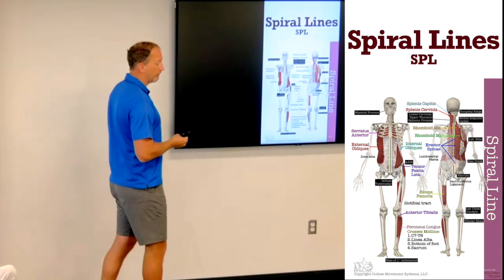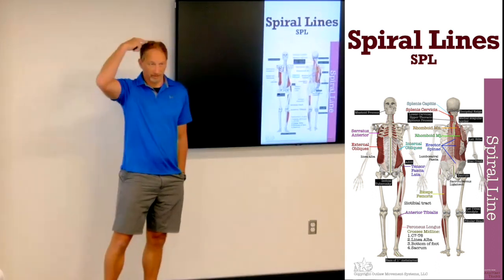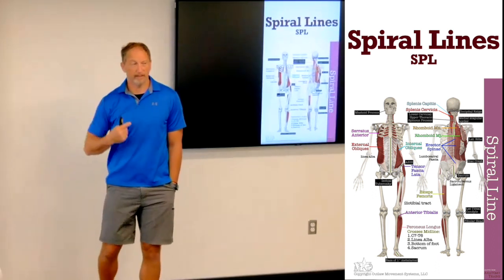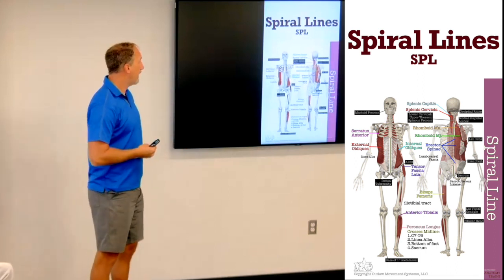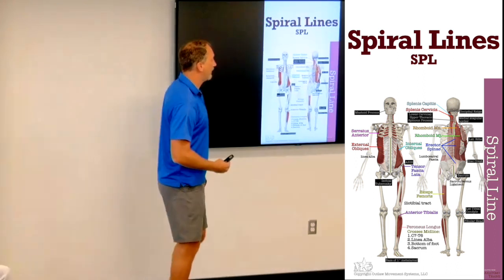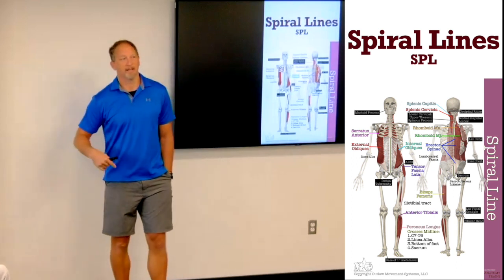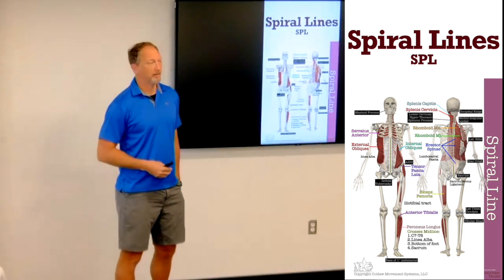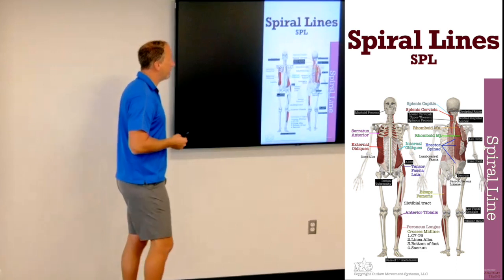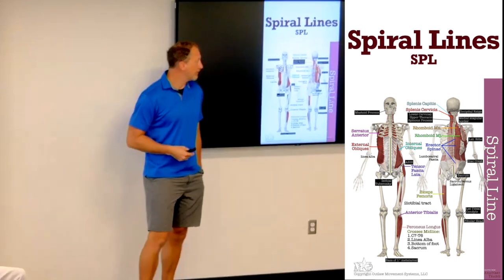Like we talked about on Tuesday, the cardinal lines start at the head and end at the feet, or start at the feet and end at the head, and run in a very straight, linear path from the top to the bottom. The lateral line kind of makes a series of X's once it gets up to the pelvis, but it still travels in a very north-south type direction.